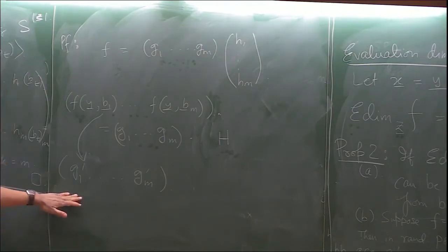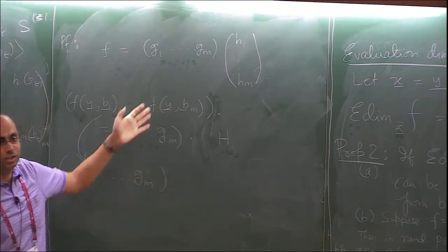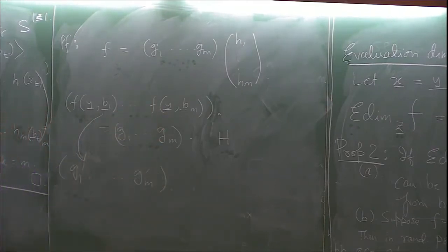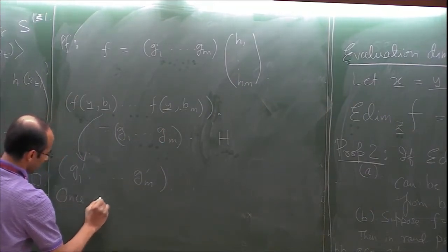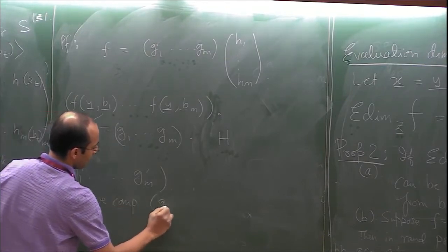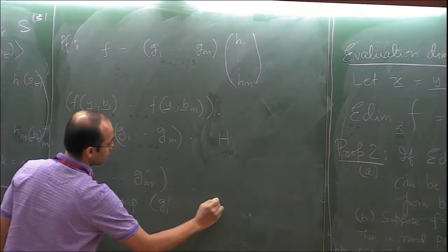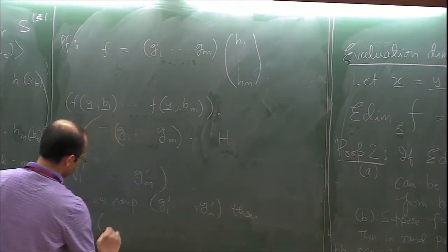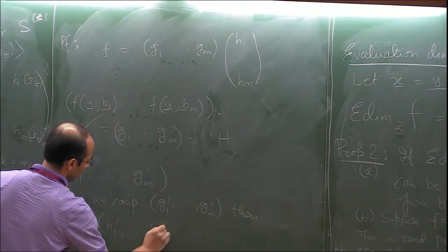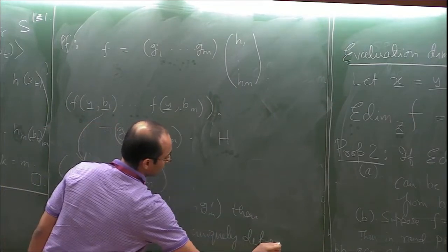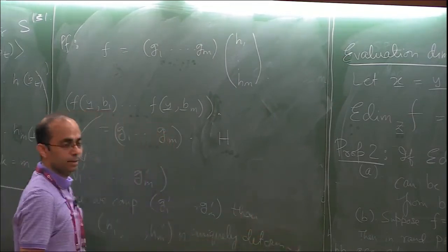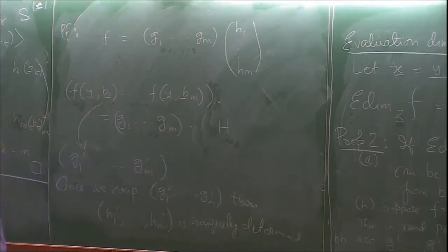Yeah, and once you fix the G prime, then the H primes get uniquely determined, because then one of the matrices would be known, and you can take its inverse to get the other column. So once we compute G1 through GM, then H1 prime through HM prime is uniquely determined. Any questions from this? Fine.